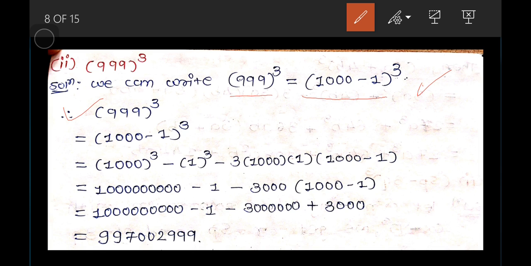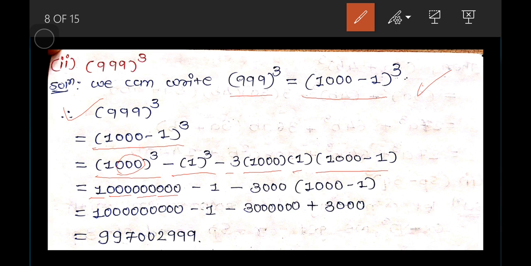So the cube of 999 is equal to (1000 - 1) cube. Here x is 1000 and y is 1. So 1000 cube - 1 cube - 3 into xy, that is 3 into 1000 into 1, into (x - y), that is (1000 - 1). The cube of 1000: the cube of 1 is 1, and we put 3 zeros three times, one time, two times and three times.